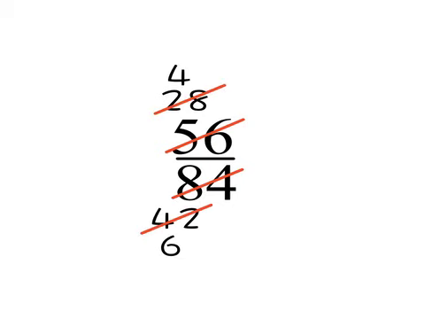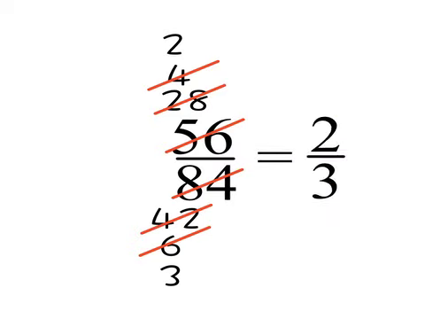Now I have 4 and 6. They're both divisible by 2, giving me 2 and 3. And we can't divide anymore. The GCF between 2 and 3 is 1. So in lowest terms, 56/84 is 2/3.